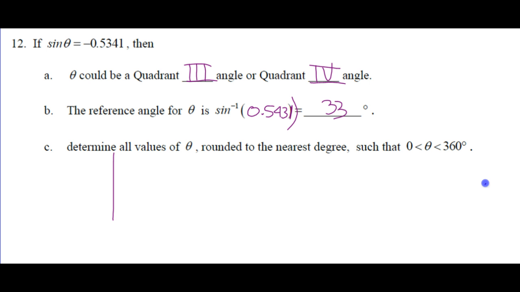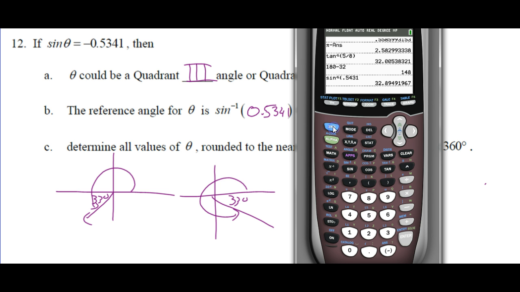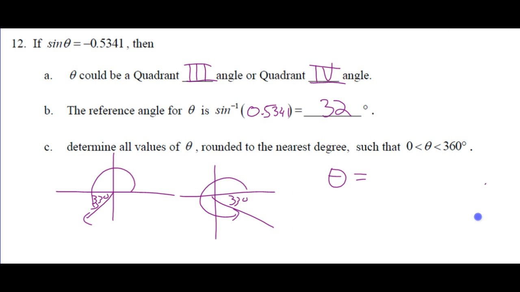So let's figure out what we've got. I have a quadrant 3 angle whose reference angle is 33 degrees, and I have a quadrant 4 angle whose reference angle is 33 degrees. So theta is what? That's not a good answer. I'm going to point out your error, but I will not correct it. 32 degrees, fine. Okay, so what's theta?